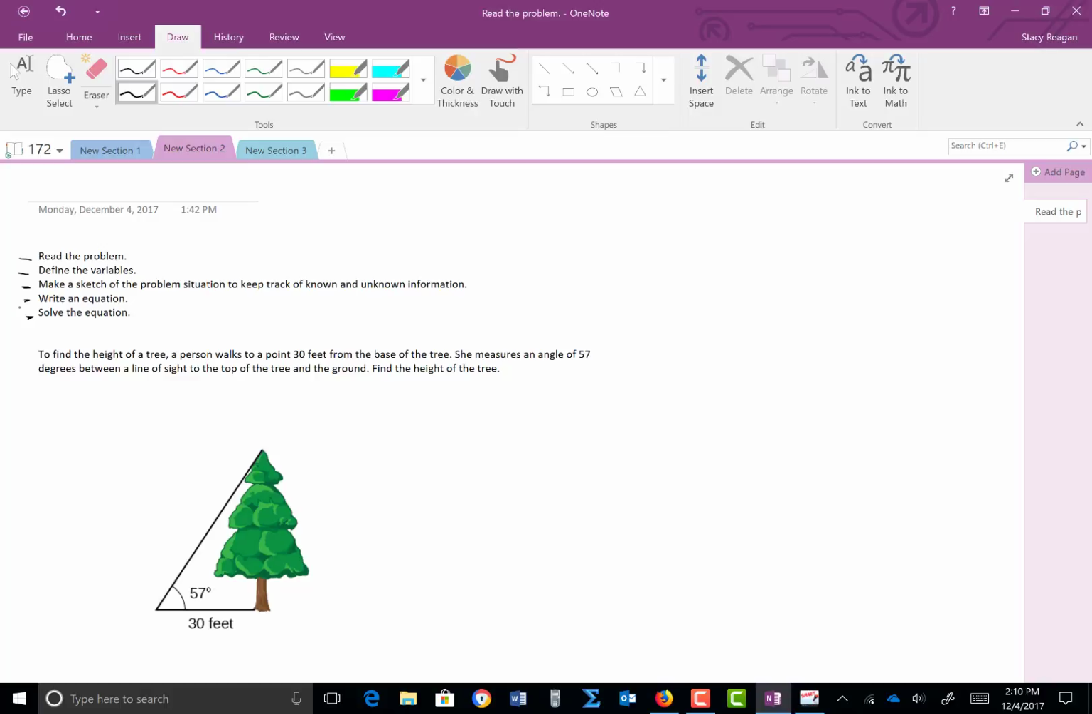So this one says to find the height of a tree, a person walks to a point 30 feet from the base of the tree. So here we are, and if I had started this one out, I probably would have just given myself a dot to show where I'm standing, and I would measure off 30 feet. So that's how I would start. I would say I'm 30 feet from the base of that tree.